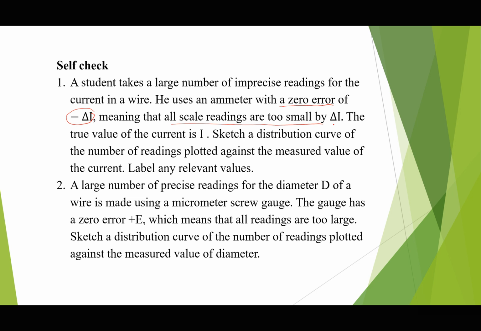Maybe I can attempt this for you. So I am sketching a distribution curve here. So let's say this is the true value of I. And they have said that all measured values use an ammeter with a zero error of minus delta I, meaning all scale readings are too small by delta I. So let the average of those values be to the left because it is minus. Are they precise? They are imprecise. So it means the distribution curve is going to be relatively wider. I want to draw a relatively wider distribution graph here.